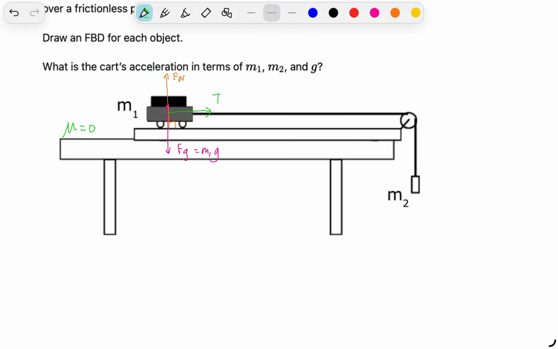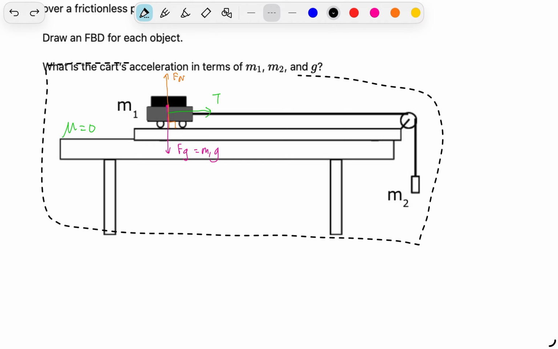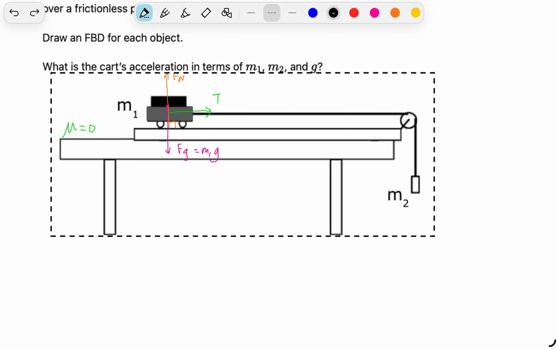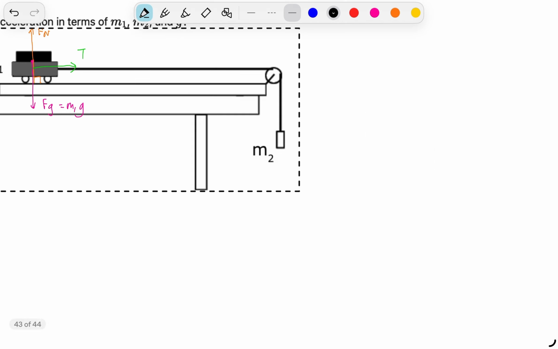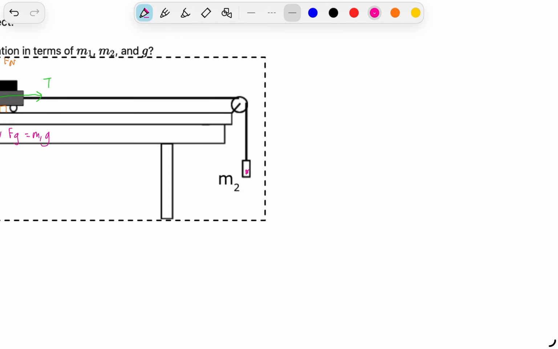In this question, we are going to be considering this entire system of the table as our system for the problem. Now, for the hanging mass, we are going to have a downward force of gravity acting at its center of mass, m2g, also equal to its weight, and acting upwards, we're going to have the force of tension. And those are the only two forces that we have.